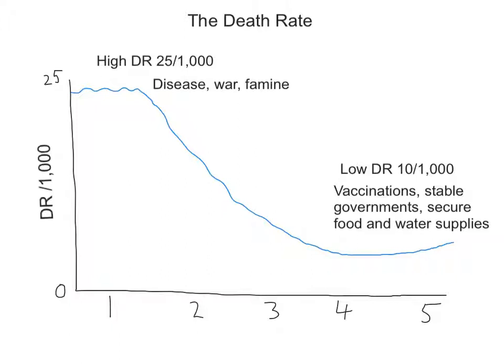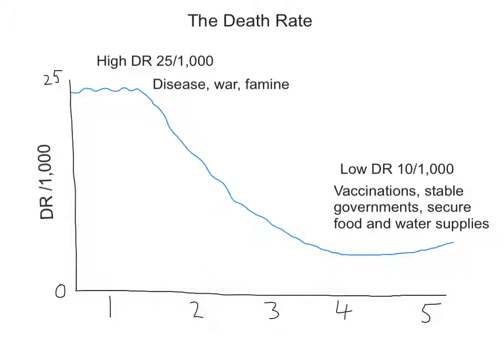As a country begins to develop, the death rate will begin to fall, partly due to improved medical care, so vaccinations against diseases like measles can be prevented. There may be a more stable government, so less war, and there would be more secure food and water supplies. So the death rate would be low, let's say about 10 deaths per 1,000 people.